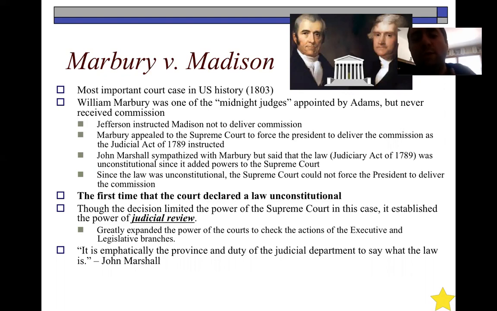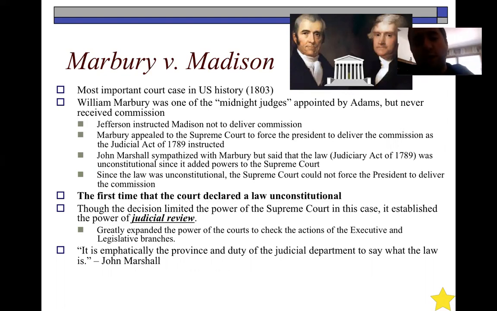Marbury ends up appealing to the Supreme Court to force the president to deliver the commission as the Judiciary Act of 1789 instructed, so power to the Supreme Court. So what has happened here is William Marbury is saying, you know, this should be delivered. He should be able to be this justice to the judge in the Supreme Court.